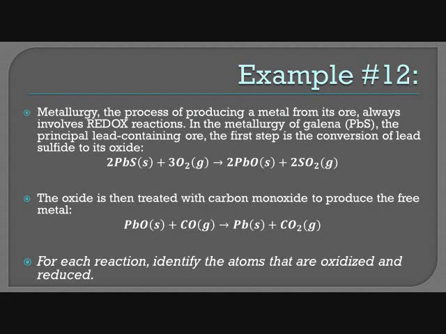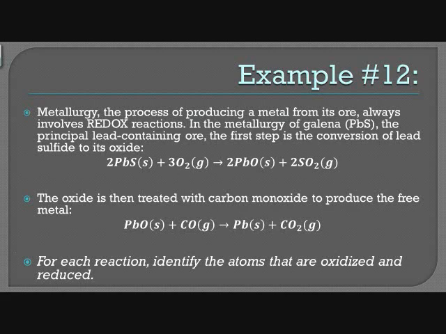For each reaction, let's identify the atoms that are oxidized and the ones that are reduced. So to do that, we need to assign all of our oxidation states, and we're going to do it for both of the chemical equations. Okay? So first of all, we know that anything by itself or in a diatomic form is 0. So the O2 has an oxidation state of 0. I'm actually going to write that above the numbers.